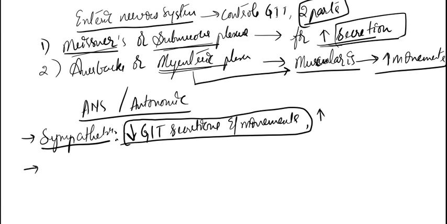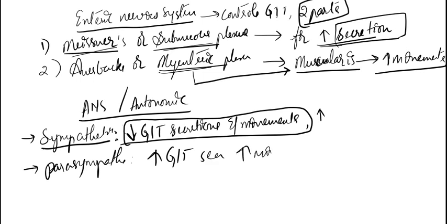What happens if the parasympathetic system activates? The reverse of it: it increases GIT secretions, increases GIT movements, everything. Here urination also occurs, erection also occurs.